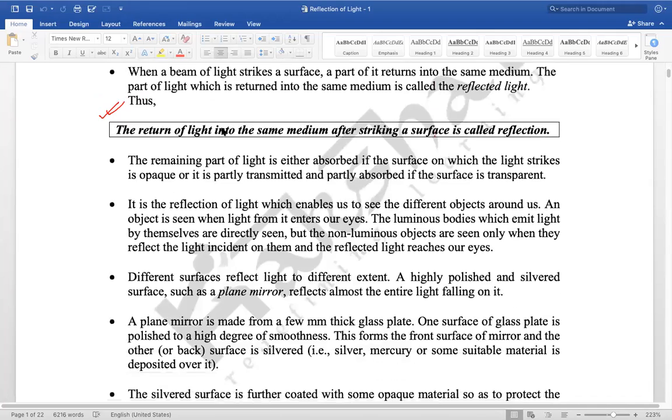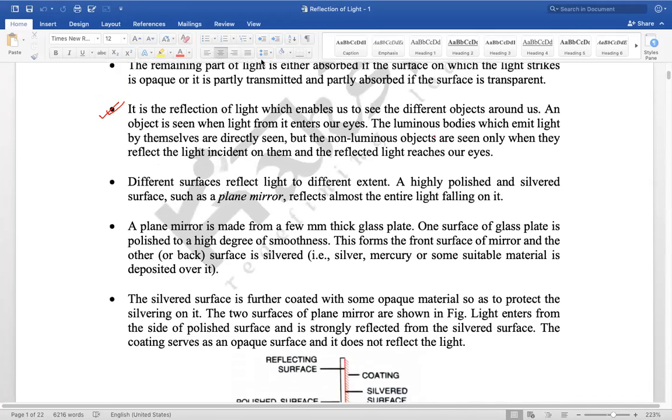So we are just revising reflection of light. Now different surfaces reflect light to different extent, है ना? जो we have different surfaces and these different surfaces reflect light to different extent.